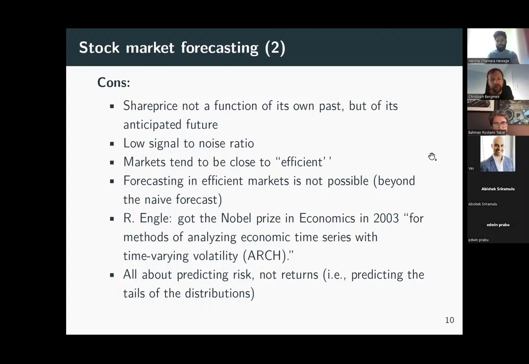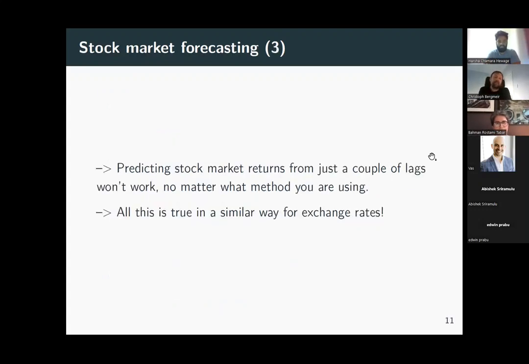And then Robert Engle got a Nobel Prize in 2003 for methods of analyzing economic time series with time varying volatility, which is about volatility forecasting, right? So in finance, it's usually all about predicting volatility, predicting risk, and not returns. Because there is this consensus that predicting stock market returns from just using some lags, which means just the past of the series, will not work no matter what method you're using.